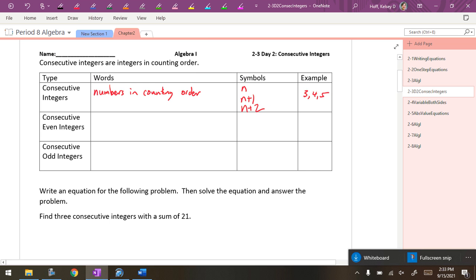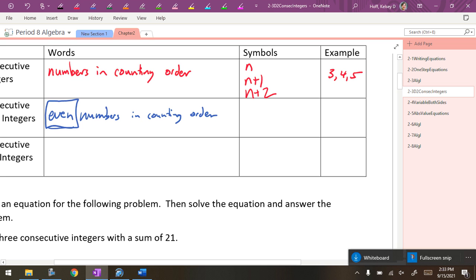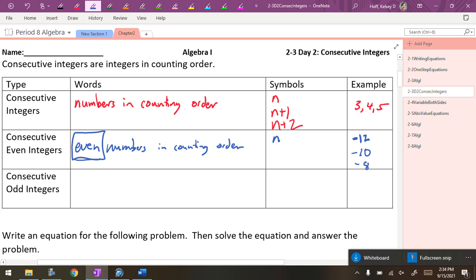But the other types of integers that we have are consecutive even and consecutive odd integers. Consecutive even integers are even numbers in counting order. Biggest thing is even. Negative 12 is an even number. Think before you shout. What's the next even number? Negative 10. Then negative 8. Okay? Consecutive evens. We always start at n. N is representing negative 12.